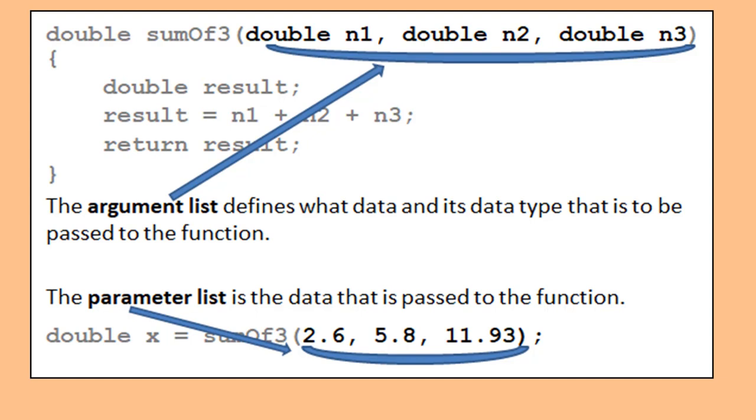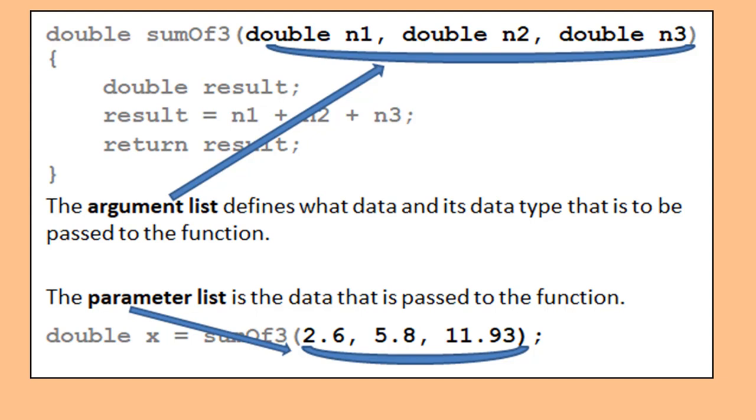It took me a while to catch on to the definition of the words argument and parameter. The argument list is for when the function is defined, including its function prototype, discussed a little later. The parameters are the list of data that are passed to the function when it is called.